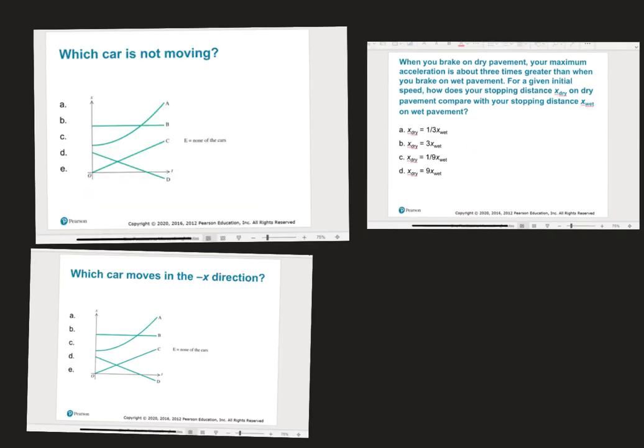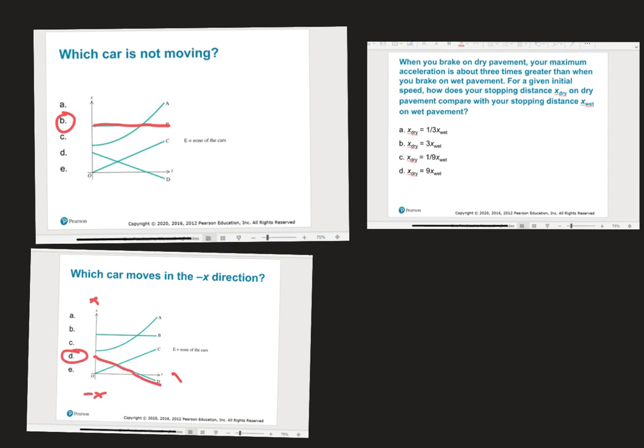Now here, it says which car is not moving. That's B. It's remaining at a really constant velocity there, so it's not moving. So the answer is B. Here is for negative x. Here we know that x would be positive, and down here x is going to be negative. So since this is moving in a downwards direction, the answer is D.